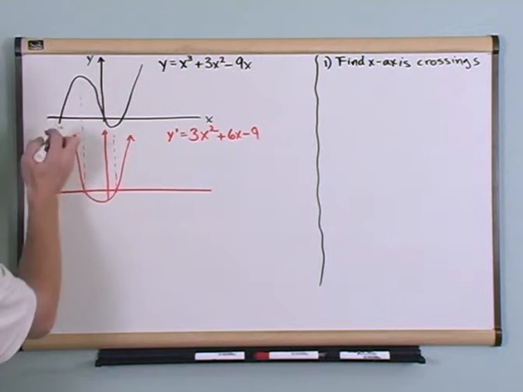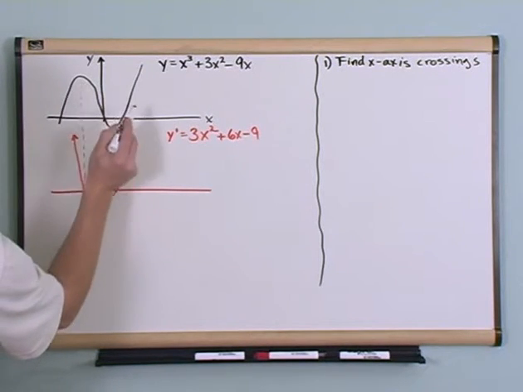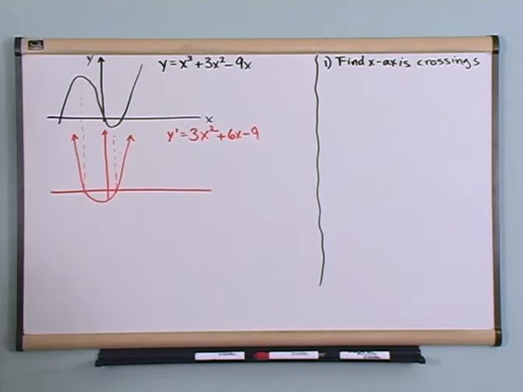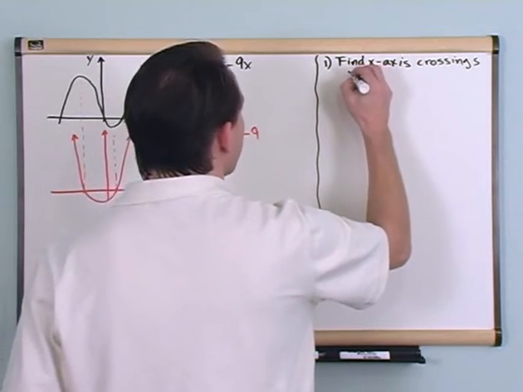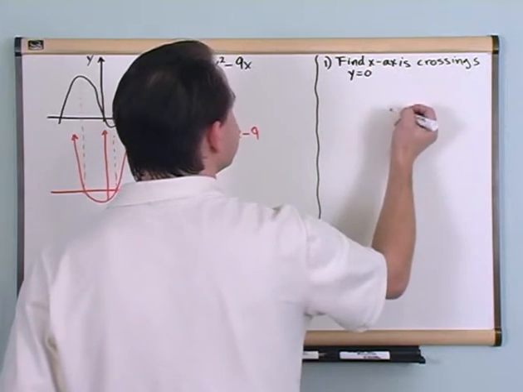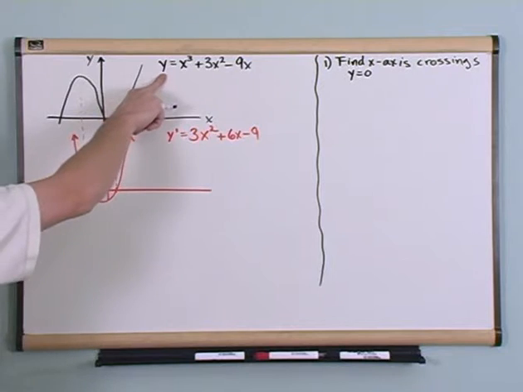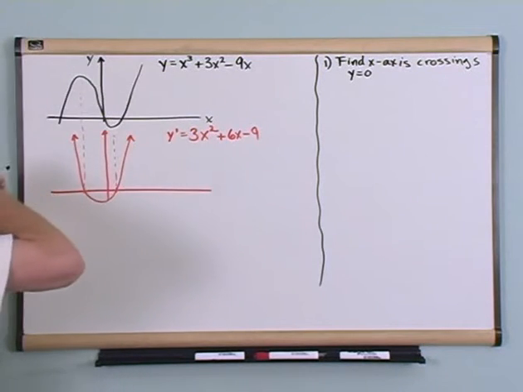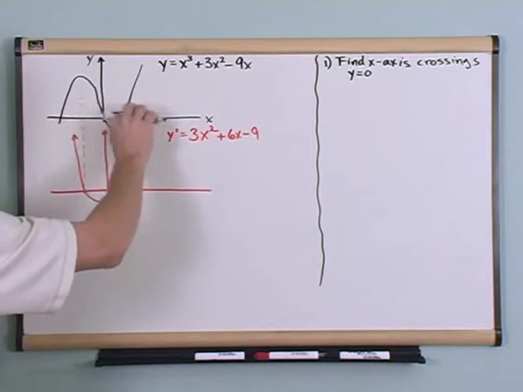And what I'm trying to get you to figure out is how do you find exactly where it crosses here, where it crosses here, and where it crosses here? Well, the way you find that is by setting y equal to 0. Okay? So think about this. This is a graph of y equal to some function of x, and everywhere it crosses the x-axis, the y value at that point is 0.